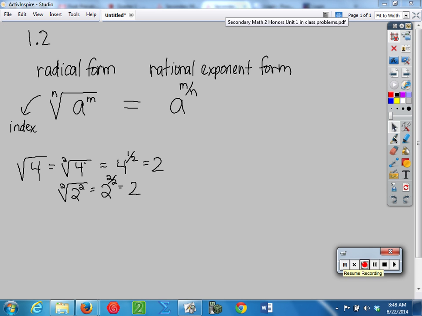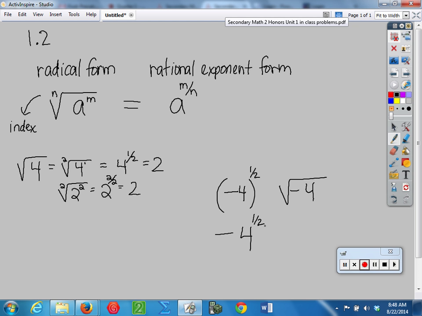Be careful if I have a negative 4 to the 1/2, that would be the square root of -4. But if I have a negative and then I have 4 to the 1/2, this 1/2 only goes with the 4. If the negative has an exponent, the negative is separate from the exponent. So the negative would be here, and then it would be like that.